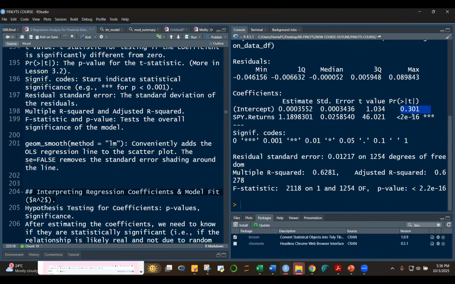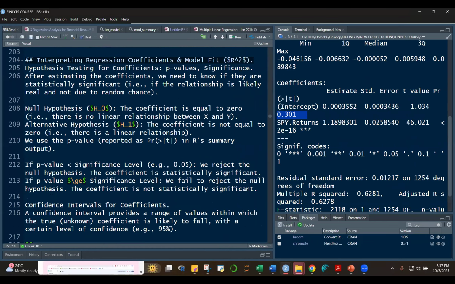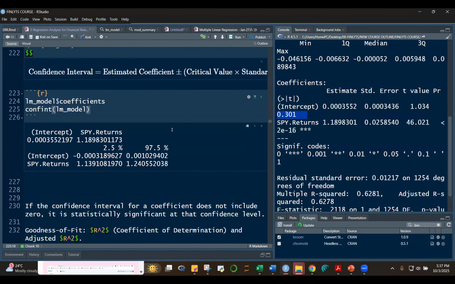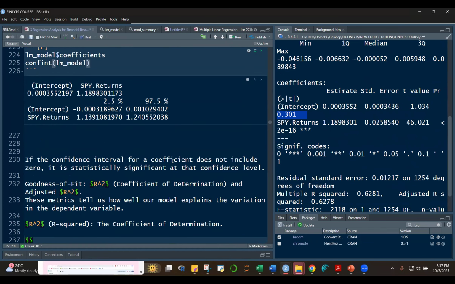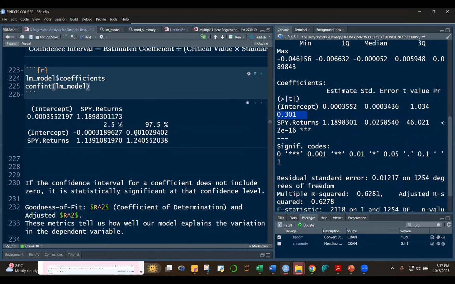Hindi ko pa pala diniscuss yung ano, no? Anyway, nandun yun sa video, no? That's why I'm skipping some of the discussions because it's in the video, which I would like you to watch. Okay? Now, SPY returns, notice that it's statistically significant.